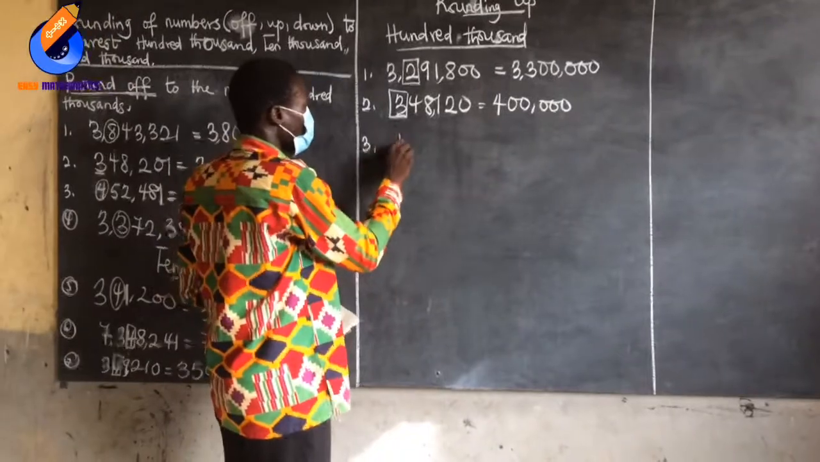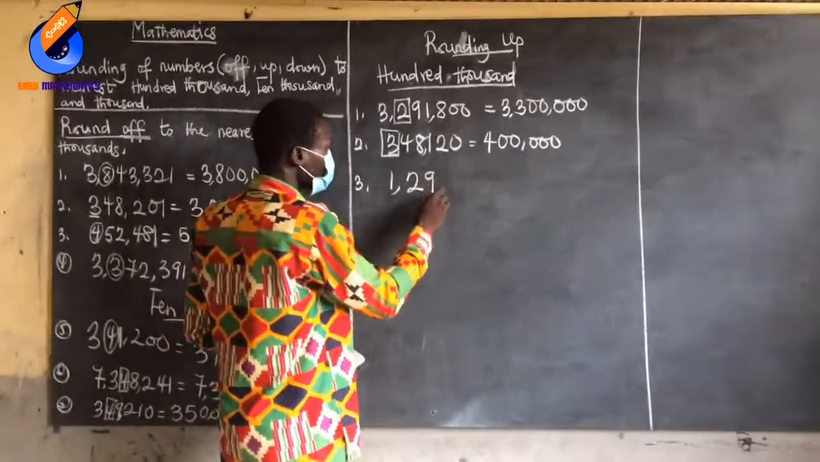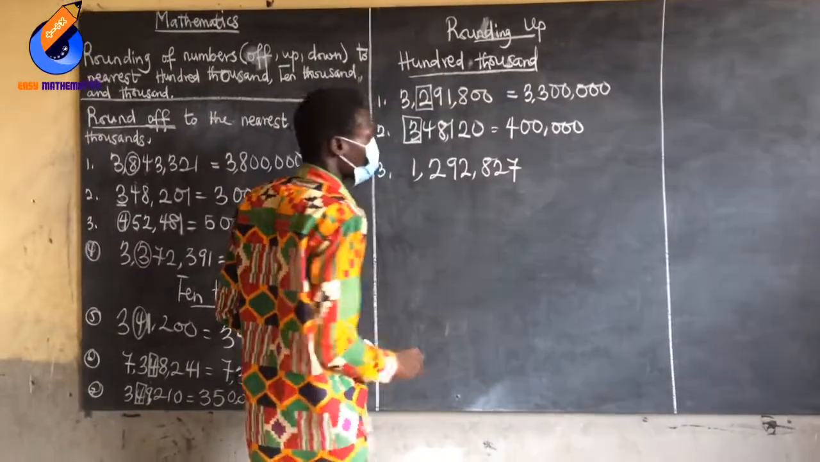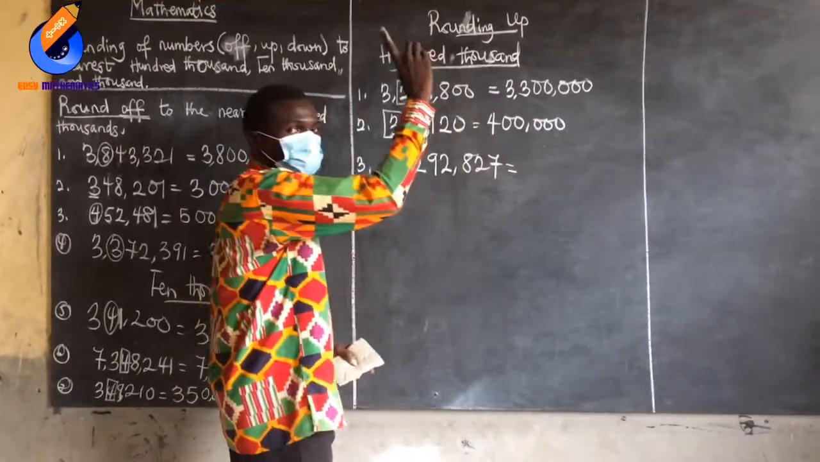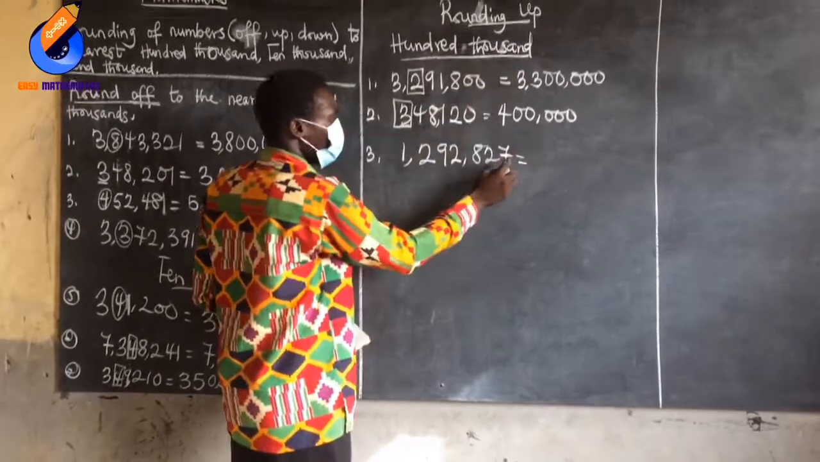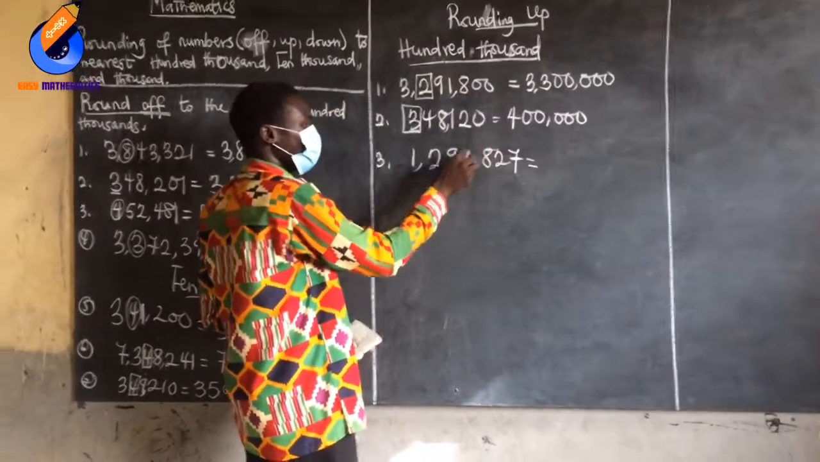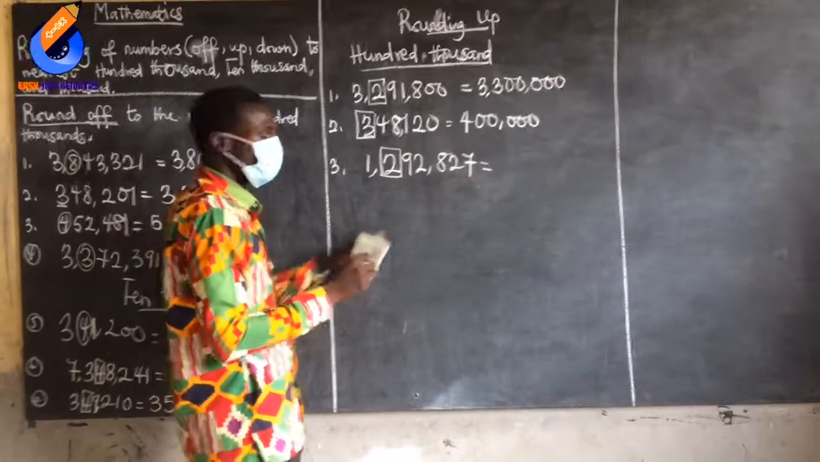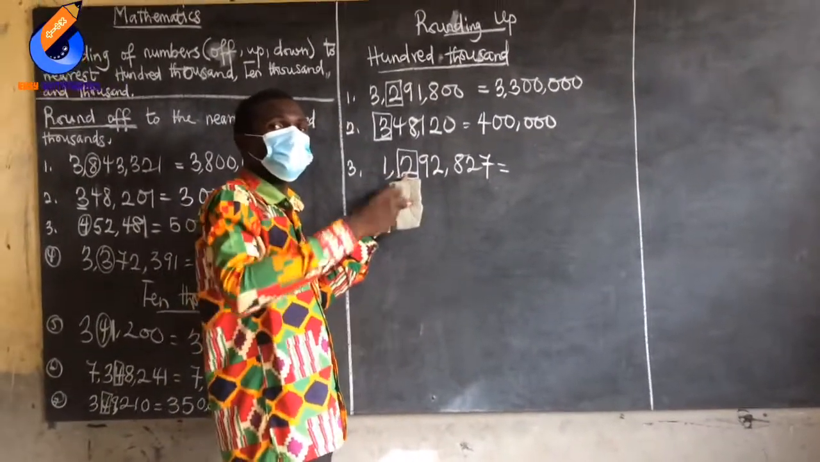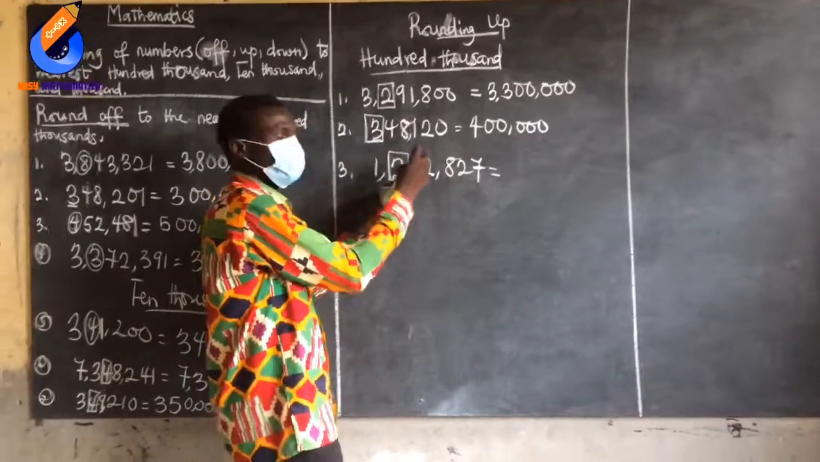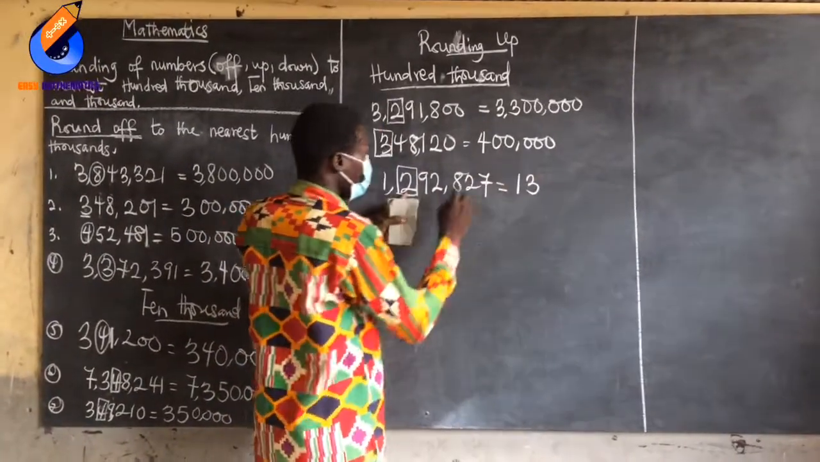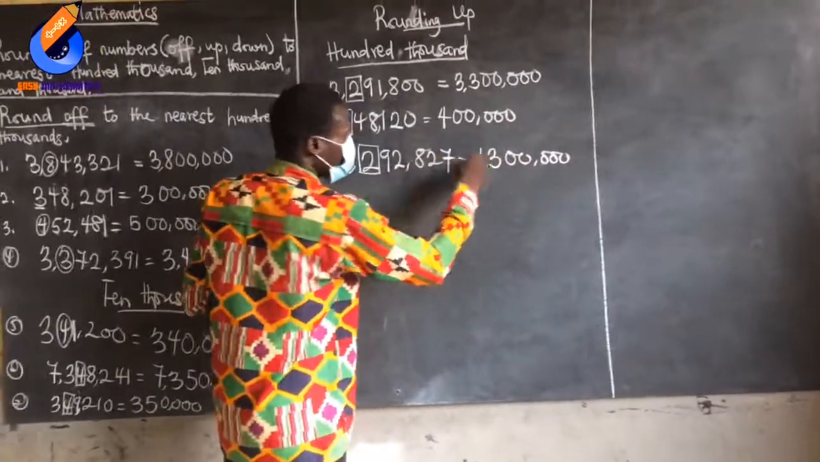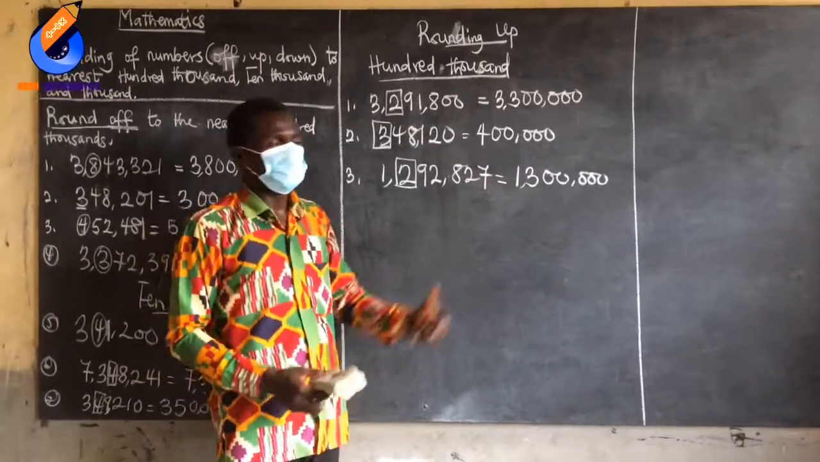Let's say we have 1,292,827. We are rounding up to the nearest 100,000. Ones, tens, hundreds, thousands, 10,000, 100,000. This is the number. Because I am rounding up, I will automatically add 1 to the 2. And this will give me 1,300,000, replacing these digits with zeros. So I have rounded up.